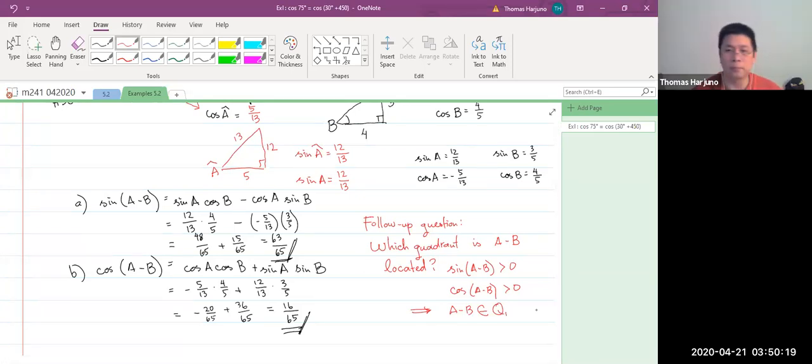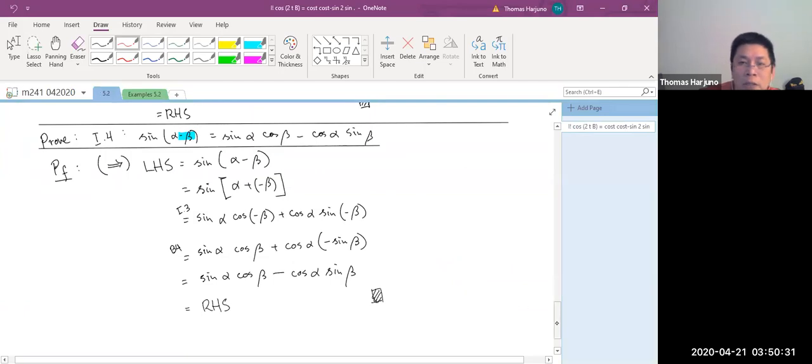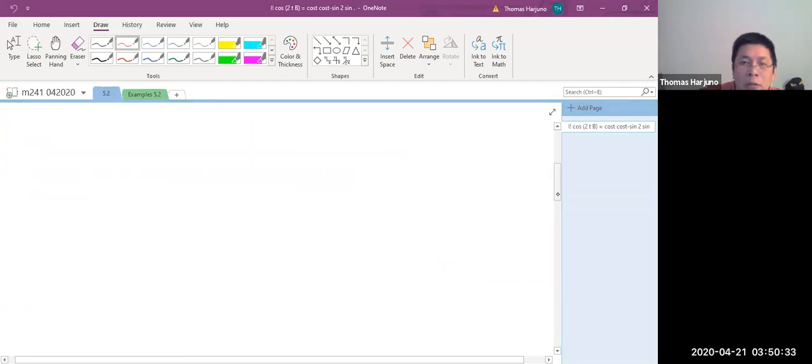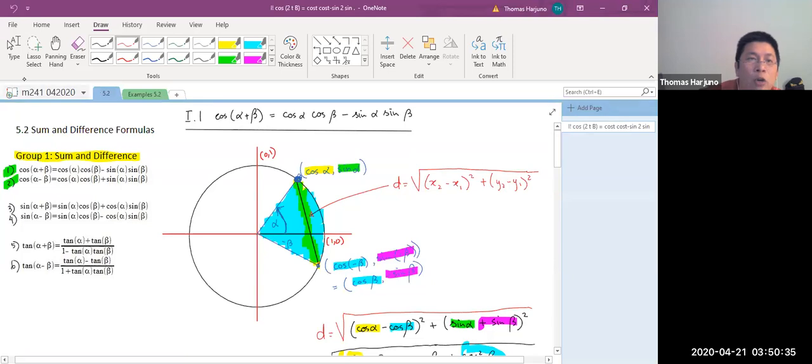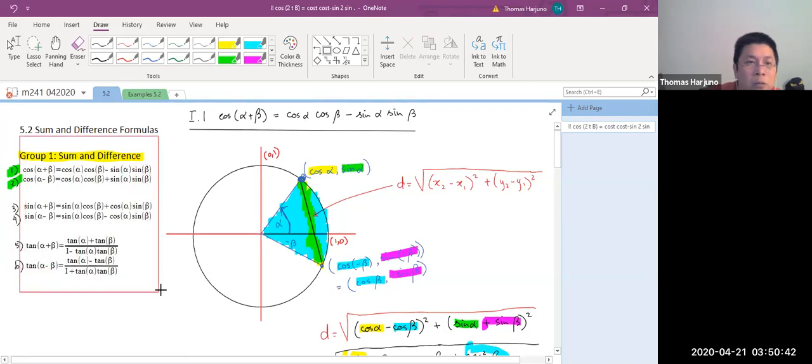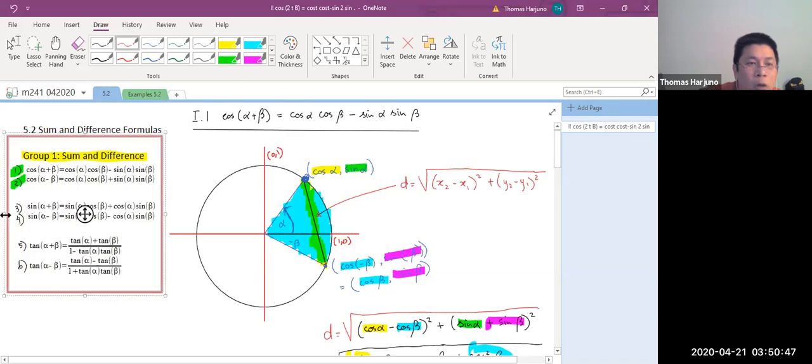Now, like what I said earlier, you don't need to memorize the proof for these 6 formulas here. You don't need to memorize the proof. However, you have to memorize the formula. In fact, I want you to memorize the formula in this order.